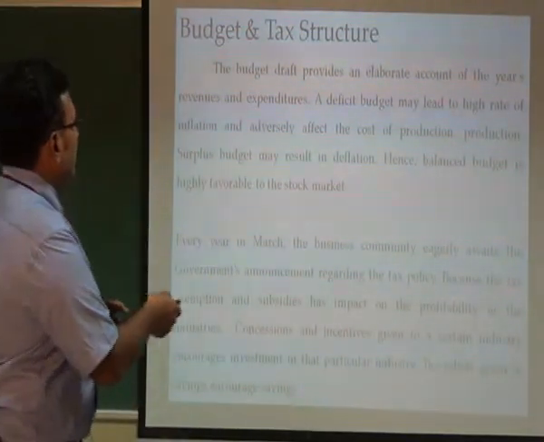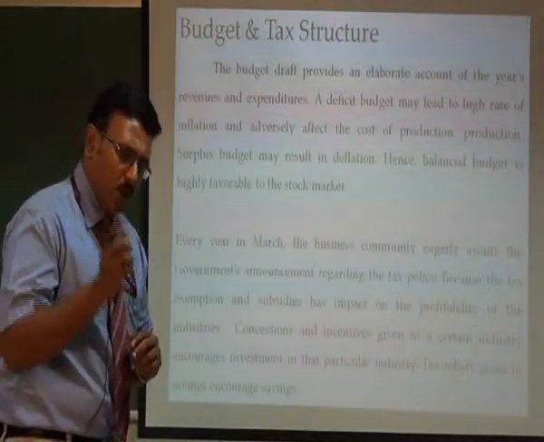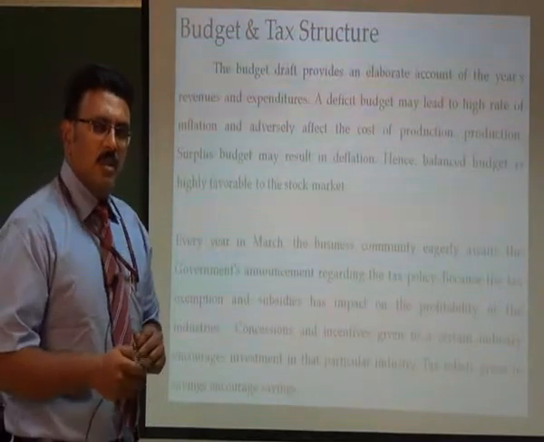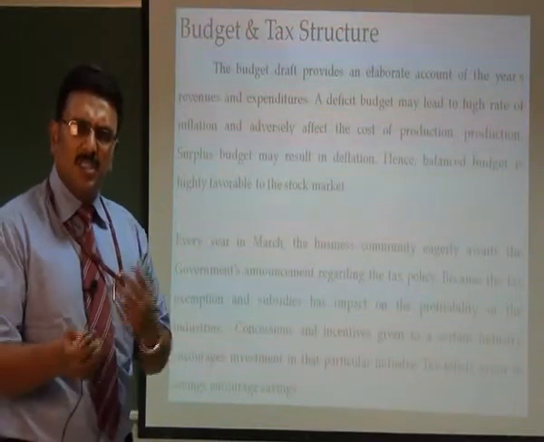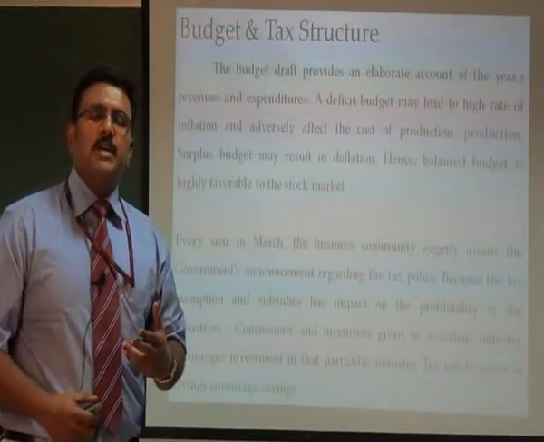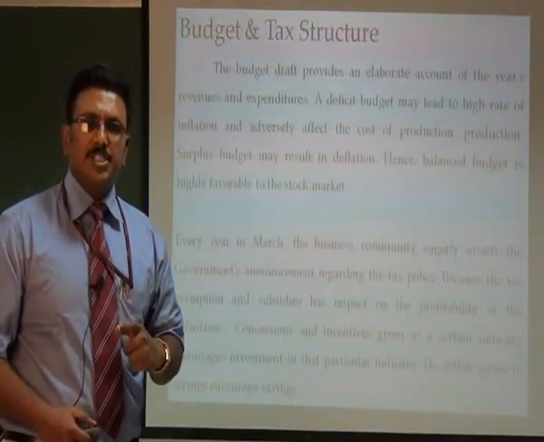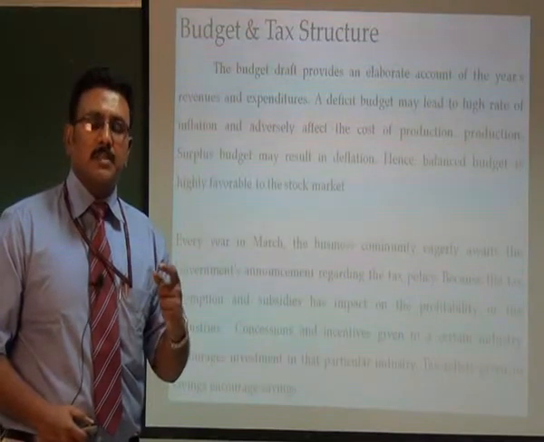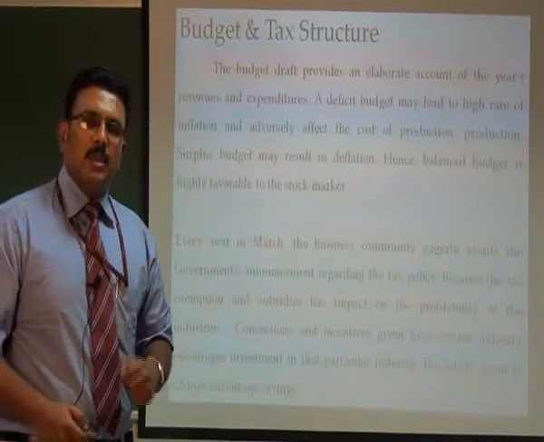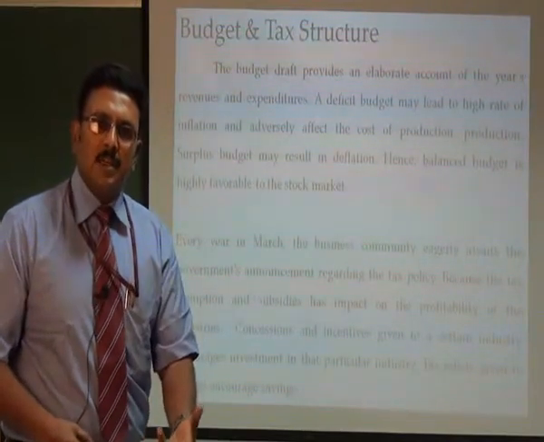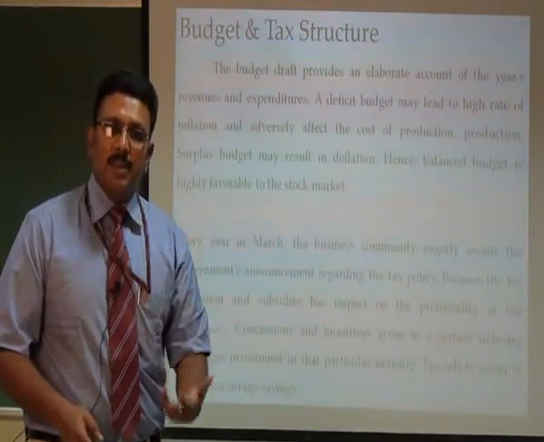You have to see, it's an elaborate account of the year's revenues and expenditure, how it is going to happen. And one other important thing is that there are always two different kinds of budgets: a deficit budget and a surplus budget. What is a deficit budget and a surplus budget? If the expenses are more than the revenues, that budget is called a deficit budget. And if the revenues are more than the expenditure, that particular budget is called a surplus budget. If a deficit budget happens in a year, how will it affect the environment? Or if a surplus budget is there, how will it develop the economic environment?